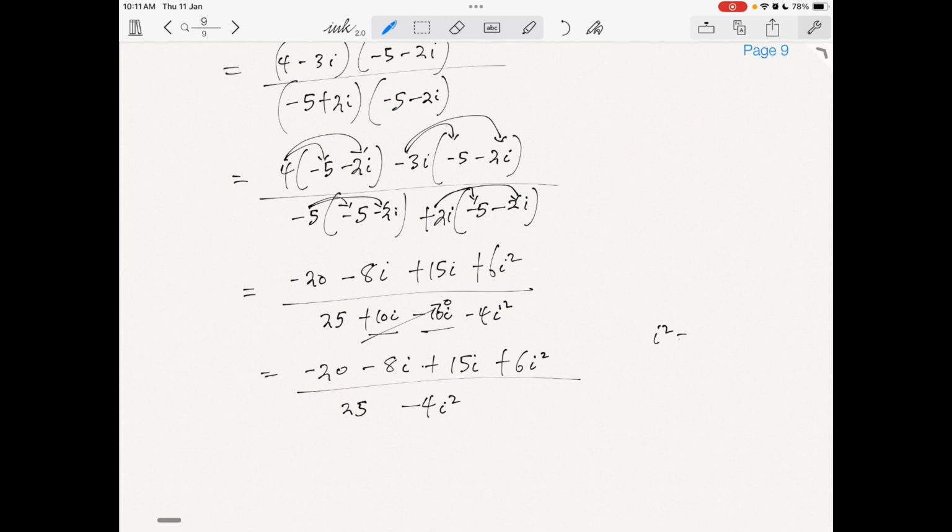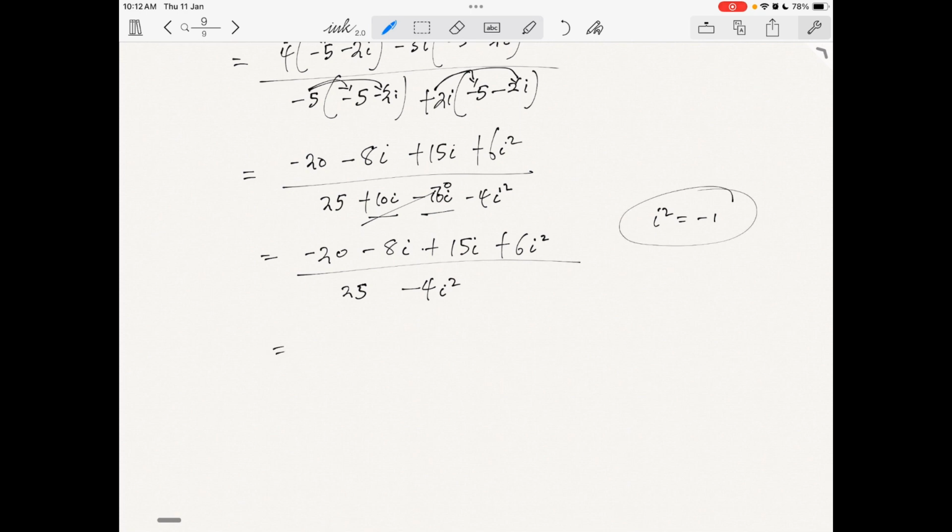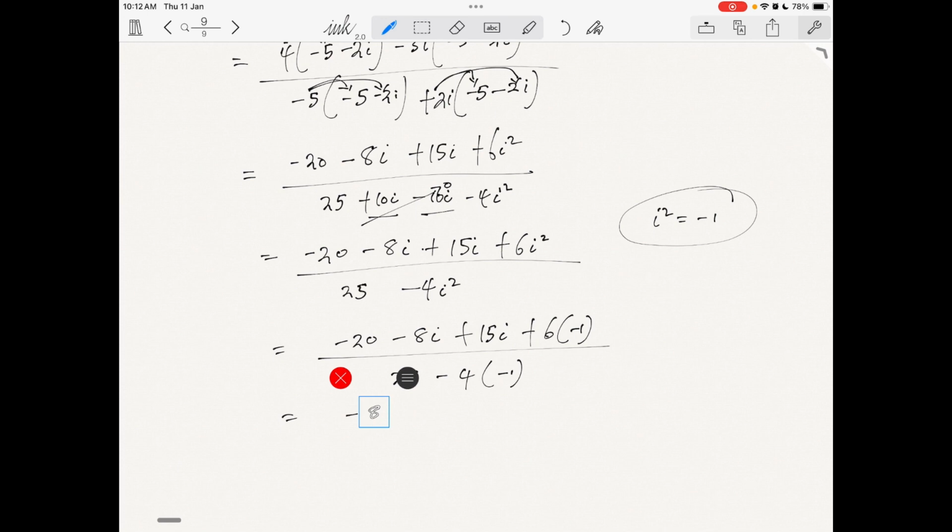Now we recall that i squared is equal to minus 1. Then we substitute our i squared. So we have minus 20 minus 8i plus 15i plus 6 into minus 1, and 25 minus 4 into minus 1. So this will give us minus 20 minus 8i plus 15i minus 6 divided by 25 plus 4.